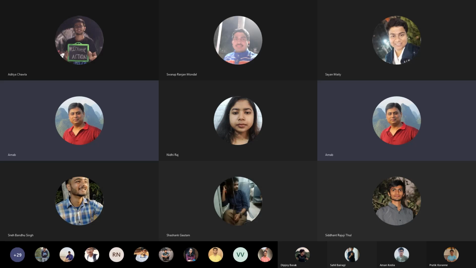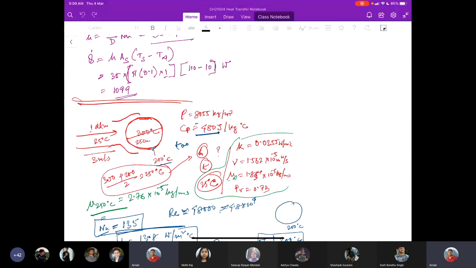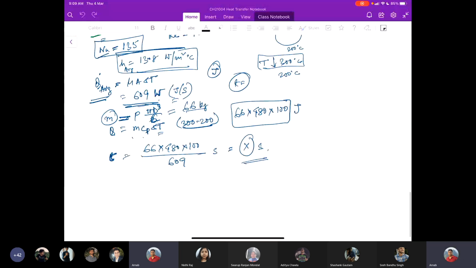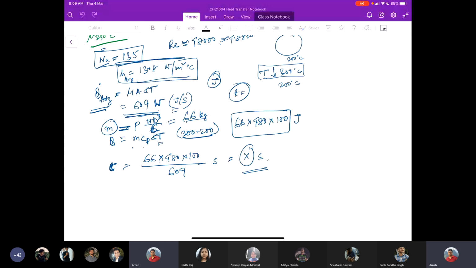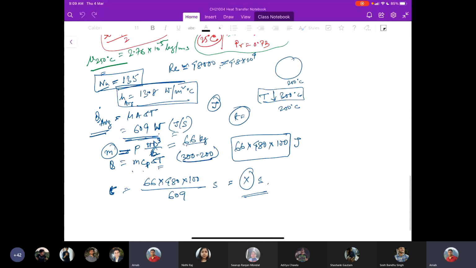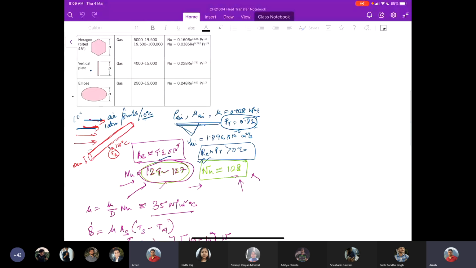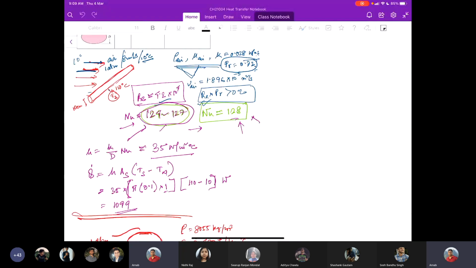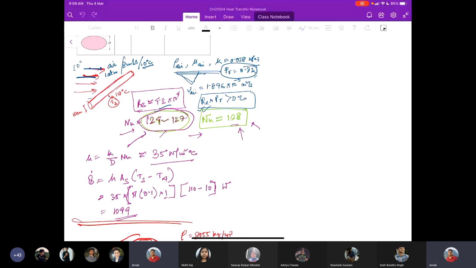Fine. So in the last class, we solved a couple of problems. One was related to the spherical object, the flow across a spherical object and flow across a cylindrical pipe. And we have seen how to proceed on those problems. The essential part or the bottom line was that somehow we try to find out what is the average Nusselt number from where we can calculate what is the average convective heat transfer coefficient.